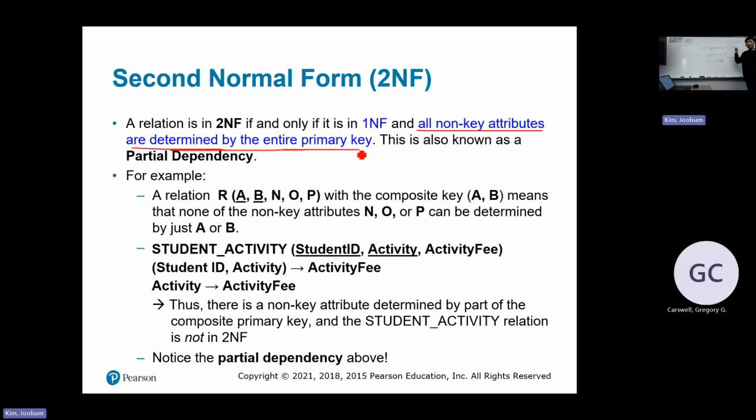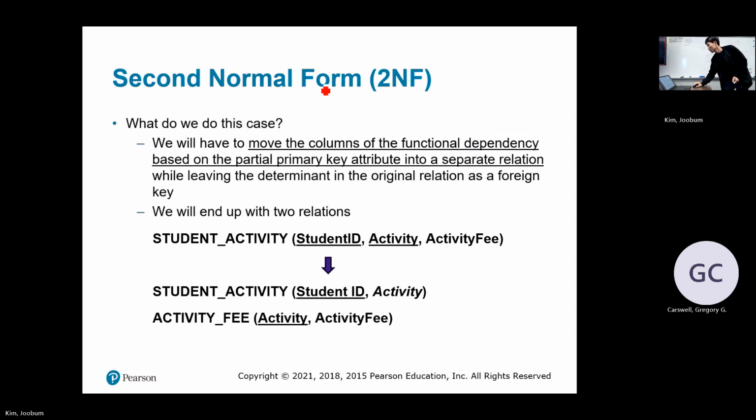Make sense? So we have to split the relation into multiple relations. How? So move the columns of a functional dependency based on partial primary attribute. Which one? Activity determines activity fee. This is a partial dependency relationship.